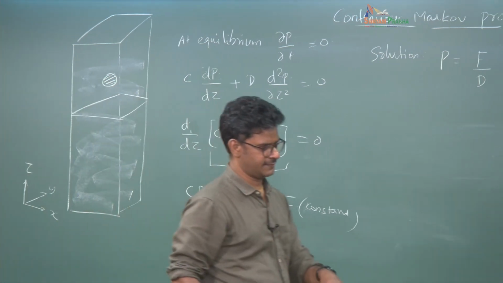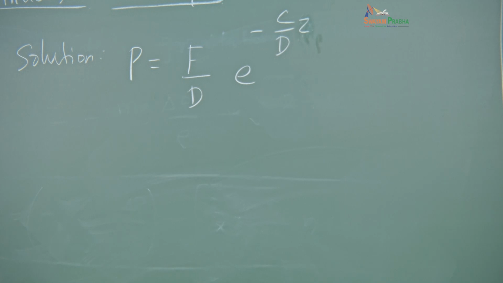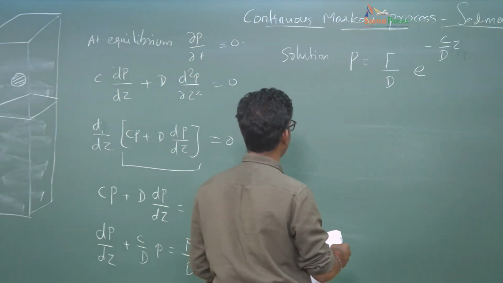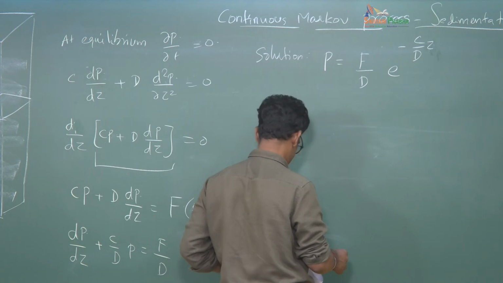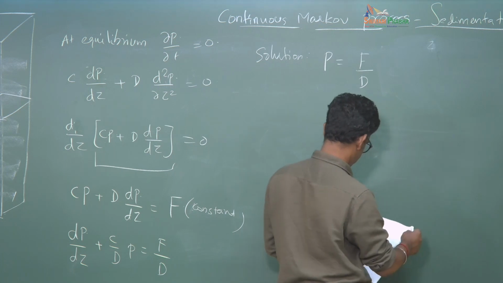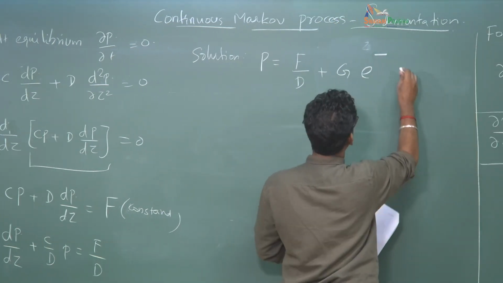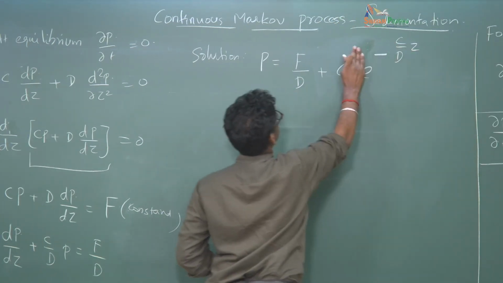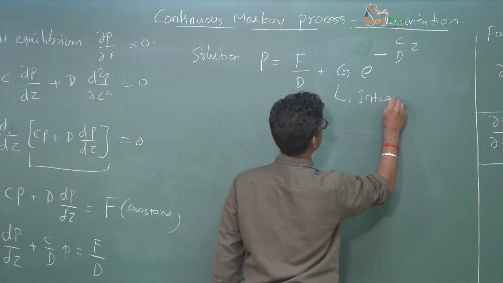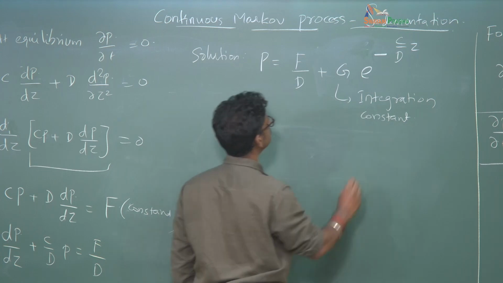Now let me just check the notes. The equation you will get is F by C plus some constant G times e to the power minus C/D z, where G is an integration constant.